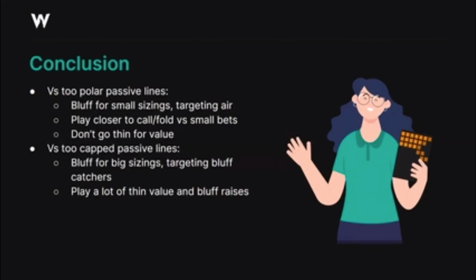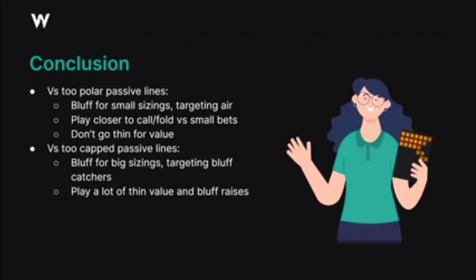When we face small bets from a range that has too many good hands, we should play closer to call or fold, right? We shouldn't bluff raise that much versus a range that is just too polar. And we should also value raise not as thin. So less value raises, less bluff raises, and also don't go thin for value. Okay? Versus capped passive lines.